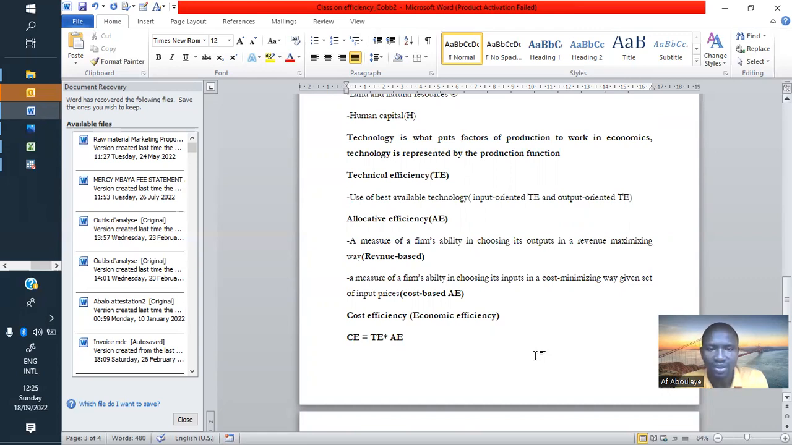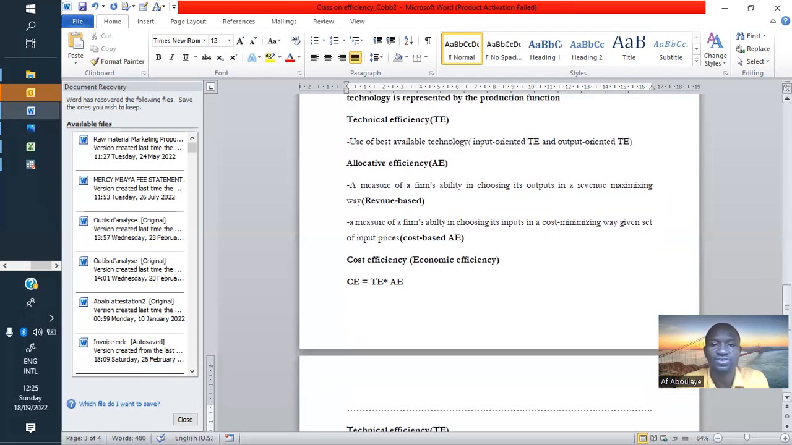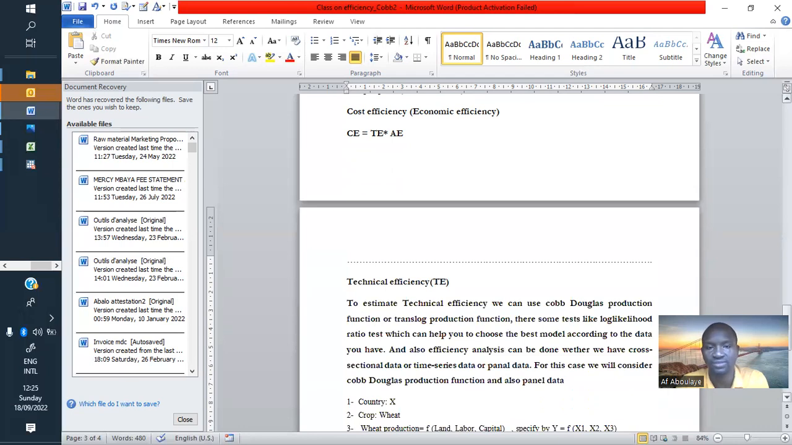But allocative efficiency, now we also have revenue based and cost based. There we are dealing with the price. The price, if we can manage the price of the output we are producing to maximize our revenue, or if we can manage the input or the price of the inputs we are using also. That's cost-based allocative efficiency. And then we have cost efficiency, which is also called economic efficiency.